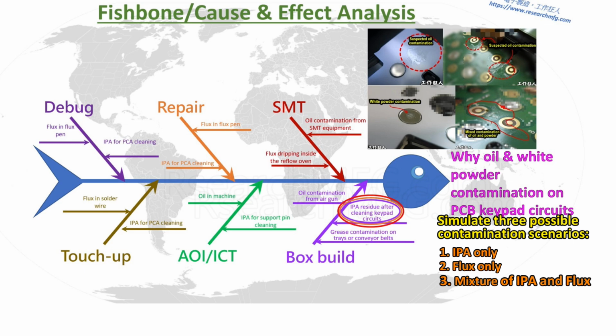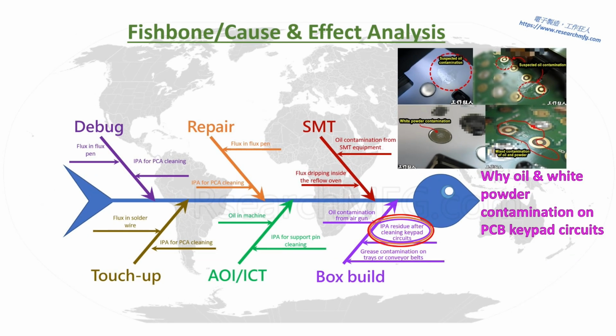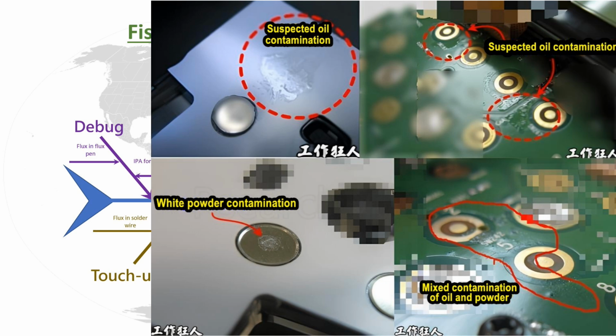A mixture of IPA and flux. We applied each substance to the PCB circuit, then assembled the units immediately and let them sit for 24, 48, and 72 hours. The results showed that the flux-only samples looked most similar to the actual oil stain issue, but didn't show any white powder. The IPA and flux mixture did produce white powder, but didn't recreate the oily appearance. So the likely culprit was a flux-heavy mixture of IPA and flux.